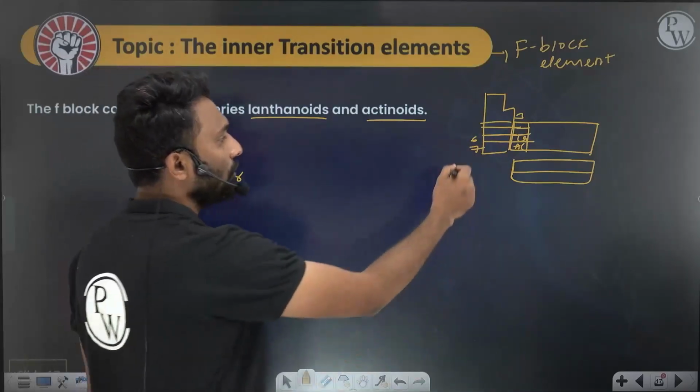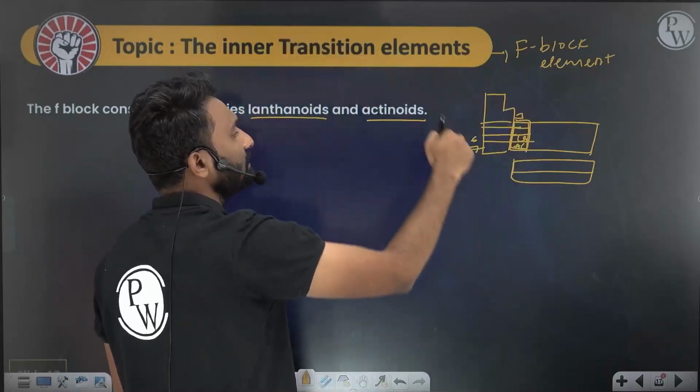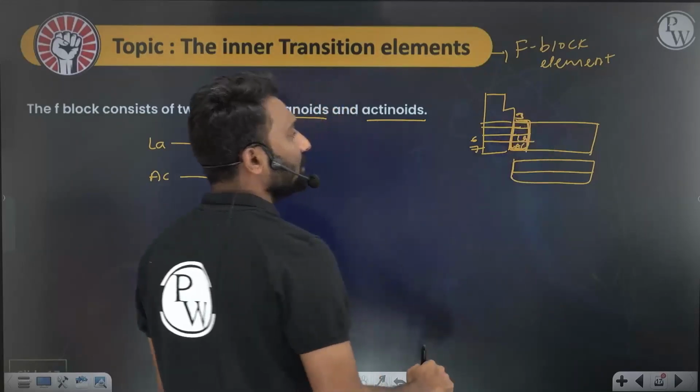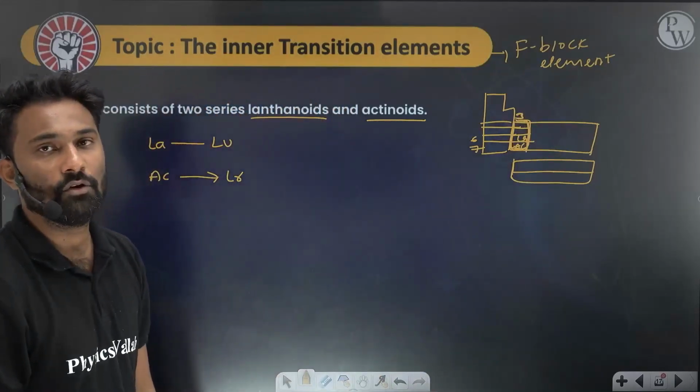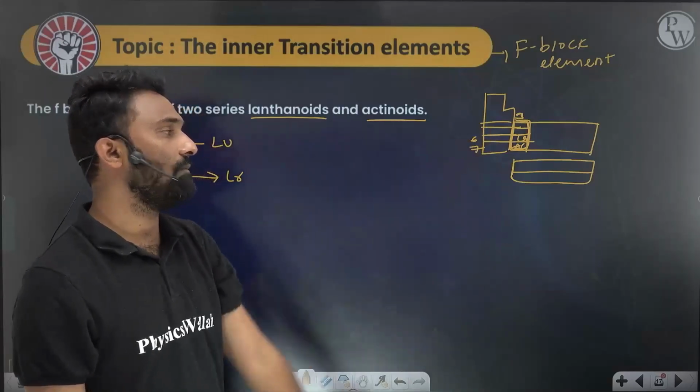Now it is having only the one group. Lanthanides and actinides, the inner transition elements, the F block elements, have only one group, that is the third group, but they have two periods, the 6th period as well as the 7th period.